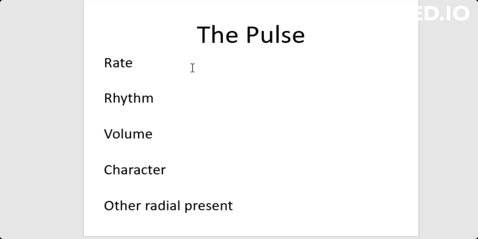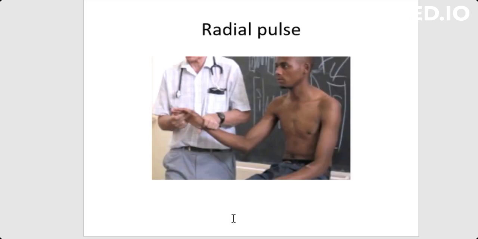Coming to the pulse, you need to measure the pulse parameters such as the rate, the rhythm, the volume, the character, and the other features present, such as radio-radio synchronicity, radio-brachial, radio-femoral, and the others. This is a picture which shows the physician examining the pulse of the patient, and he is examining the radial pulse.